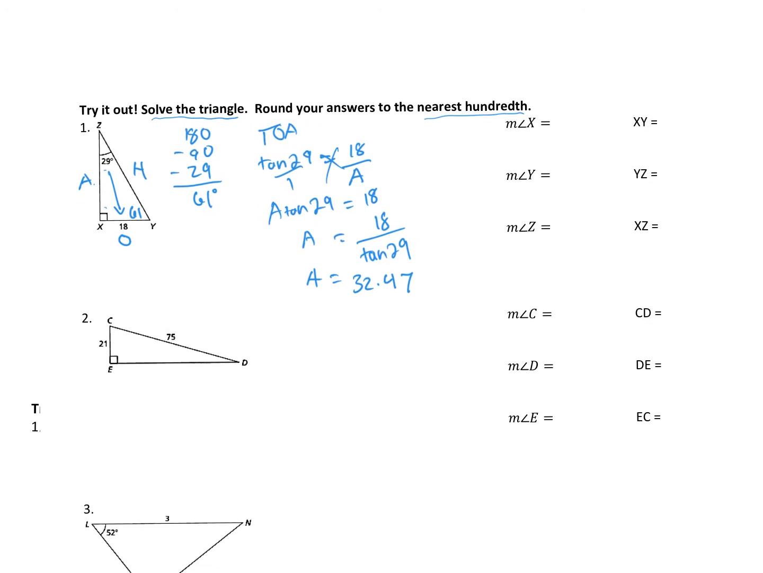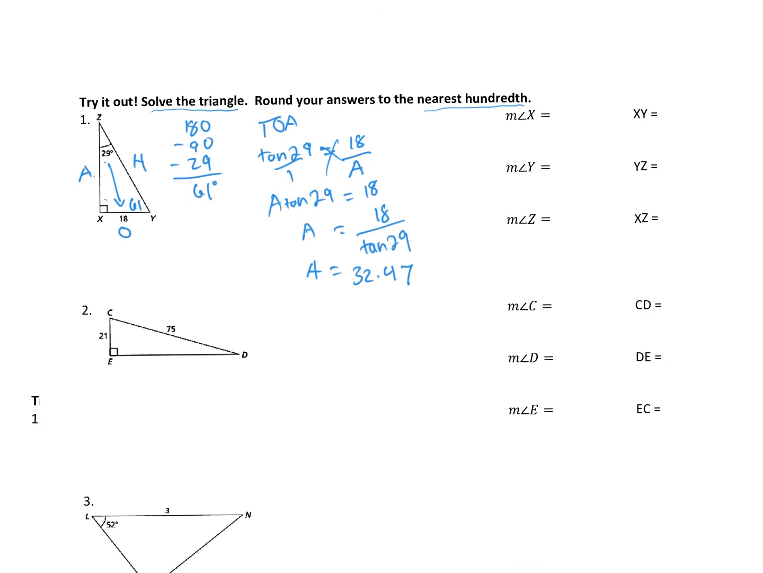Let's see what we have here to fill in. So I know all the angles. Angle X is 90 degrees. Angle Y is 61. Angle Z is 29. Okay, A is XZ, which is 32.47.